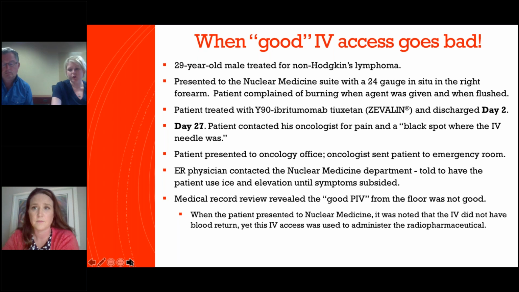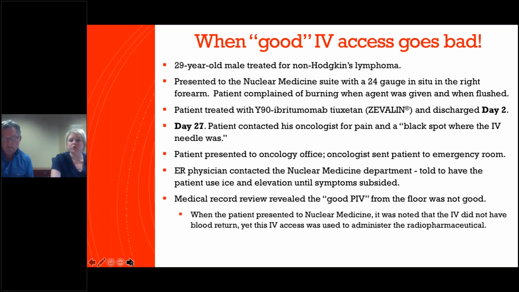Patient was being treated with Zevalin and discharged day 2. Day 27, patient was at home and contacted his oncologist for pain in a black spot where the IV needle was. That was a direct quote from the patient. Patient presented to the oncology office. The oncologist didn't know what to do for him, so sent him back to the emergency room at the hospital where he had the test.